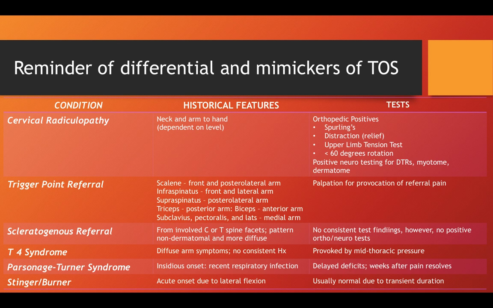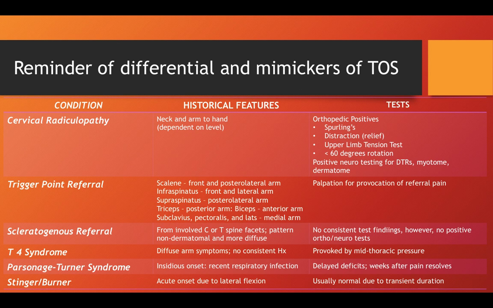There are numerous trigger point referral patterns. Look for the most common and their referral zones as per Travell and Simons. Sclerotogenous referral is likely when all orthoneuro testing is negative or normal. These referral patterns are more diffuse and overlapping than dermatomal patterns.